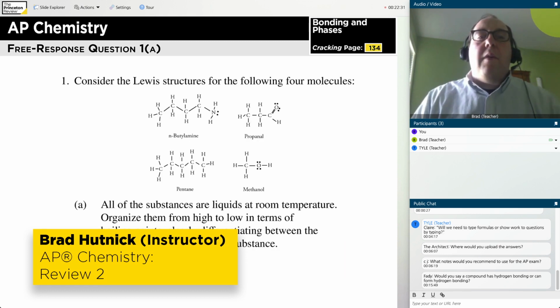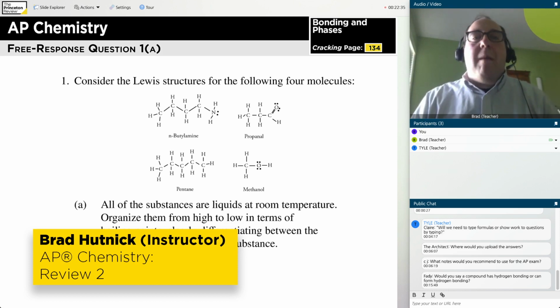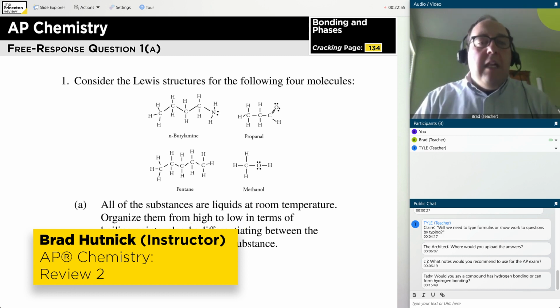Let's go through a free response question now from the Princeton Review, and let's take a look at what we might be able to figure out here. So this first question asks you to consider the Lewis structures for the following four molecules. They tell you that all of them are liquids at room temperature. That's hard to predict off the top of your head. And I want you to organize them from high to low in terms of boiling points, clearly differentiating between the intermolecular forces in each substance. So let's go with that last part first.